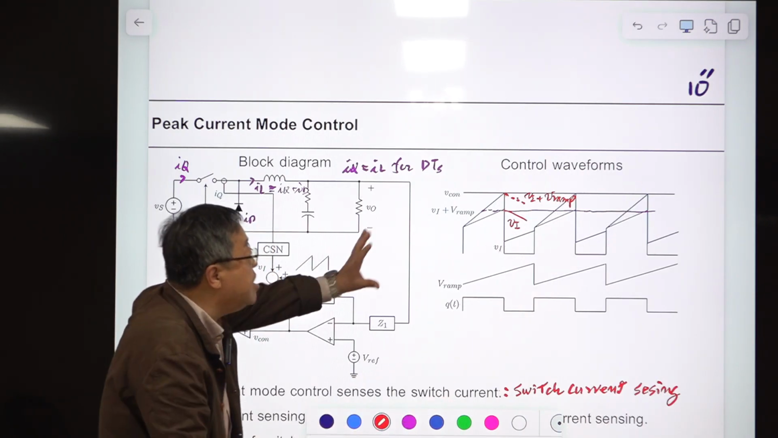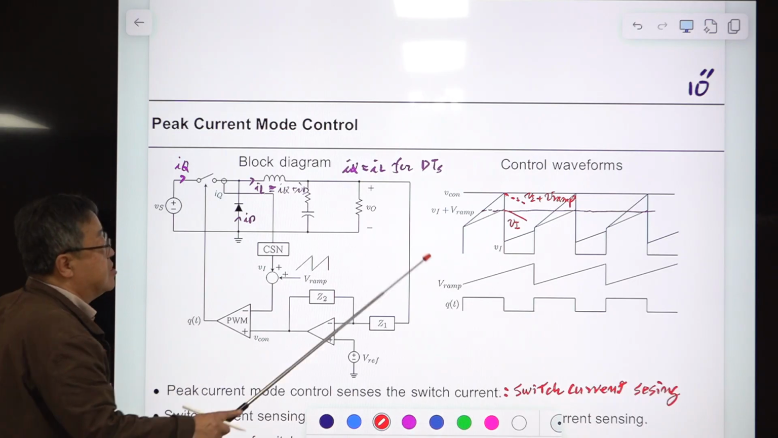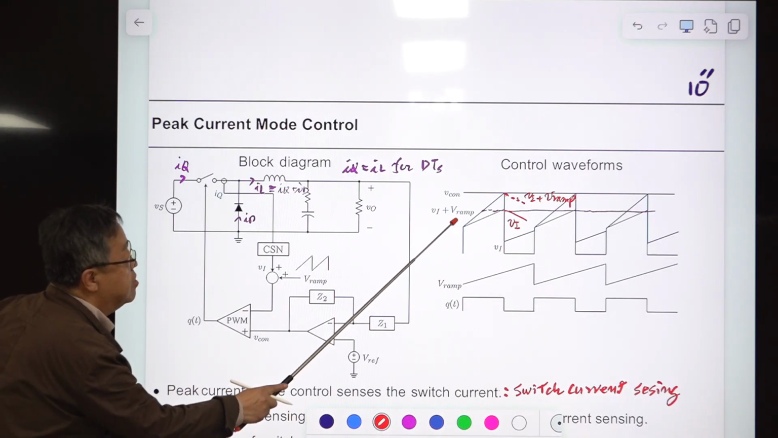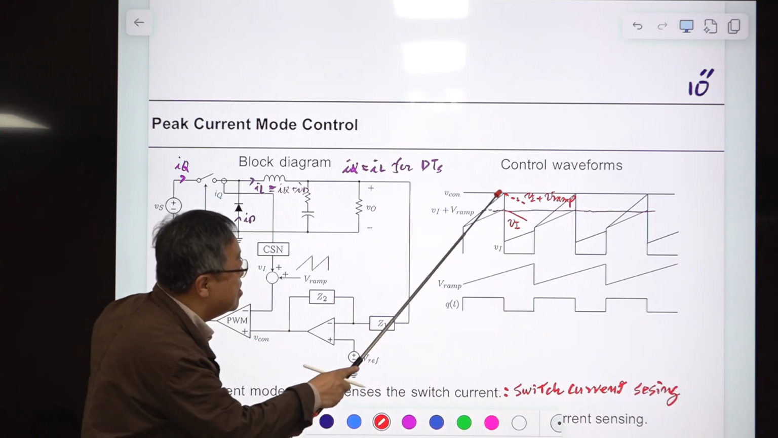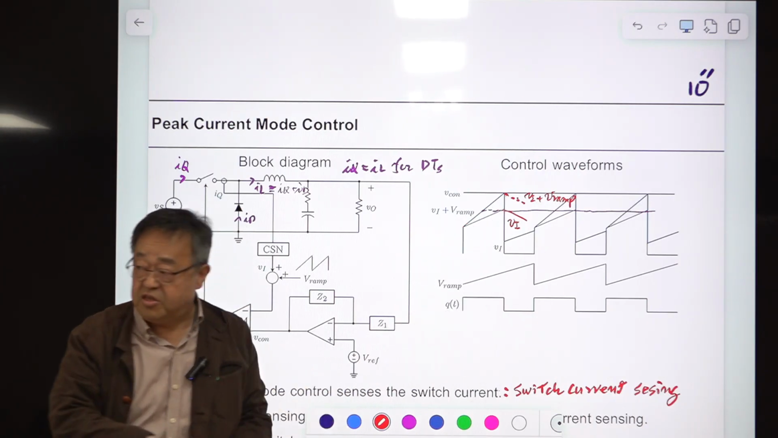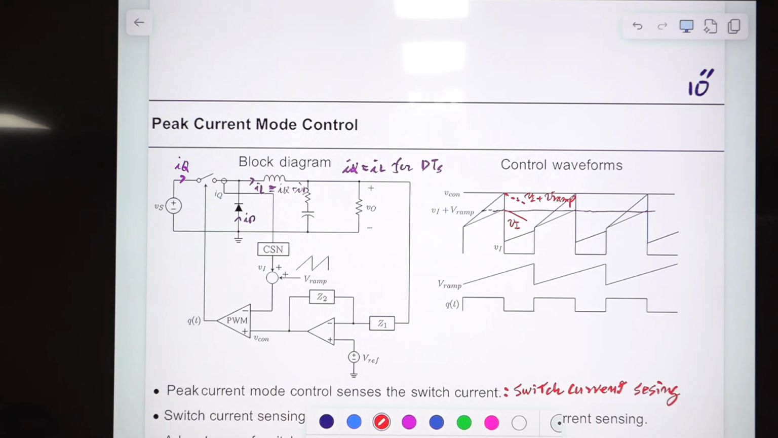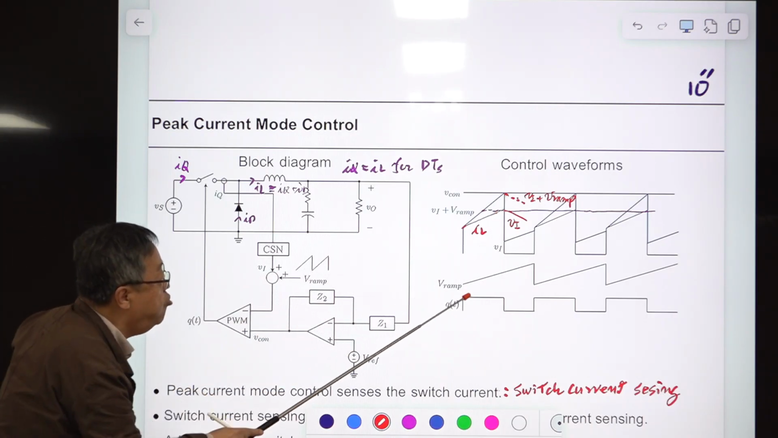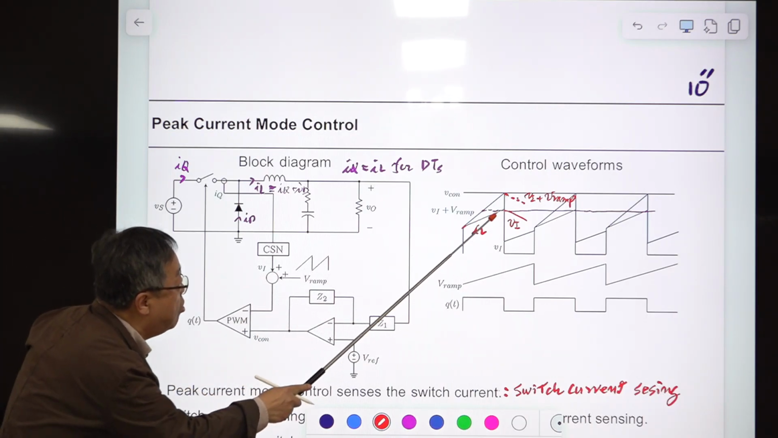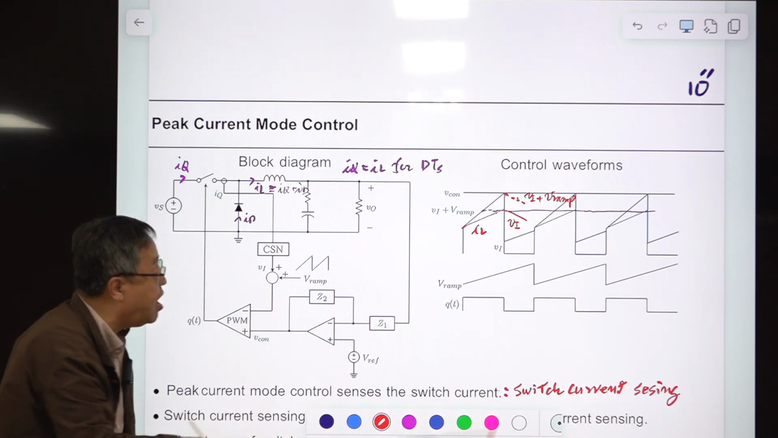But we are sensing only this switch current. Oh, no, the inductor current is this one, not this one. This is the inductor current, IL. So this lower one is IL, okay? And the switch current is only this part. And we are adding this switch current to this V-ramp signal.